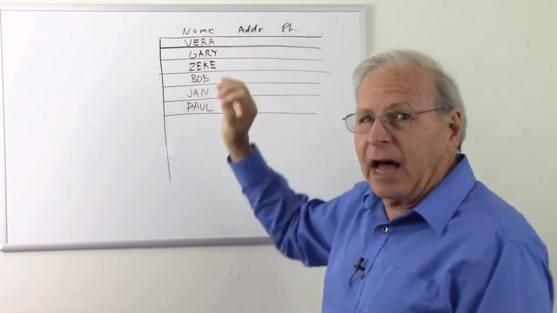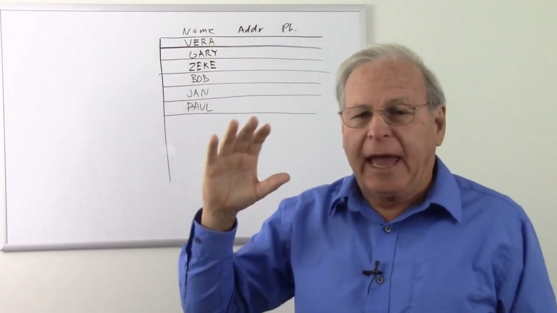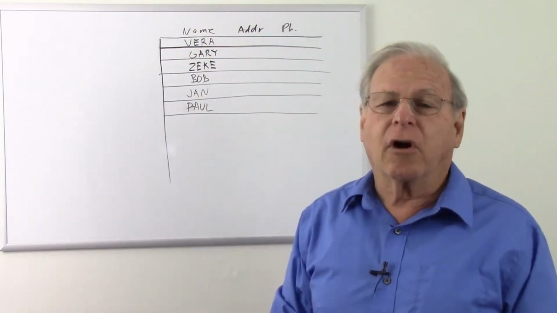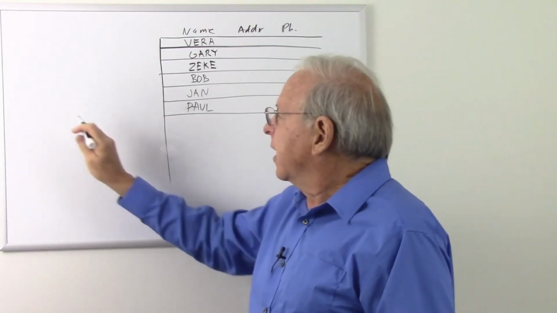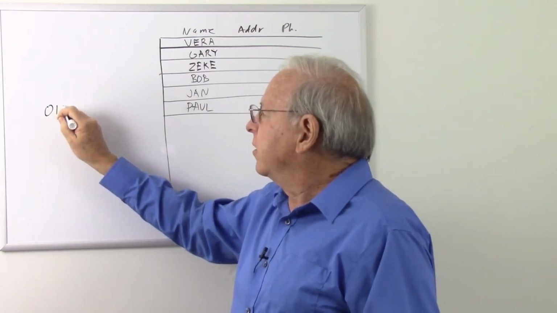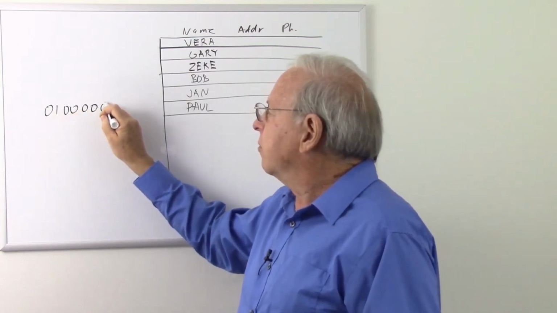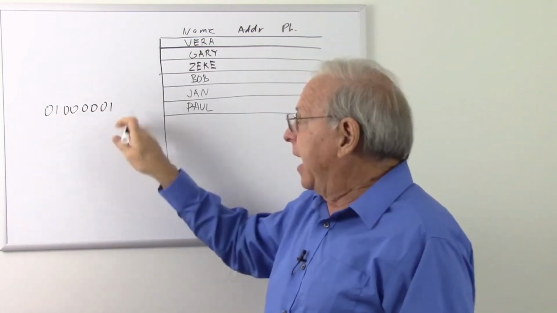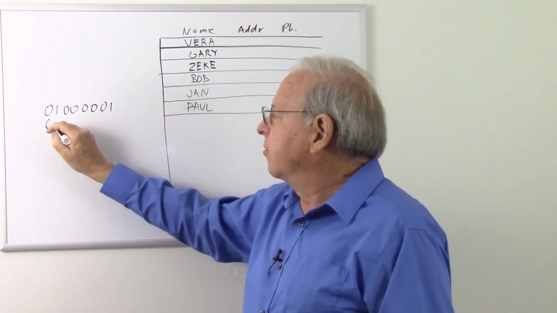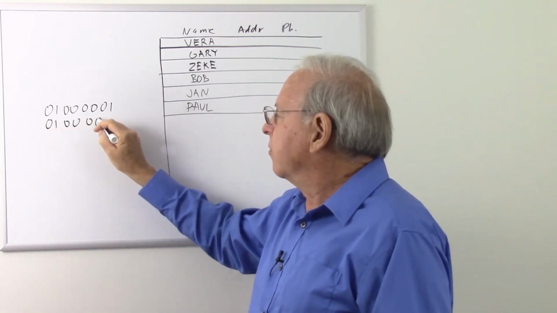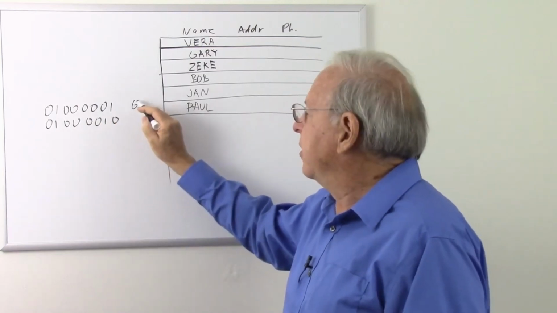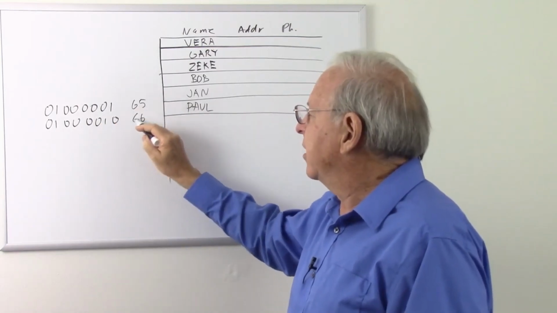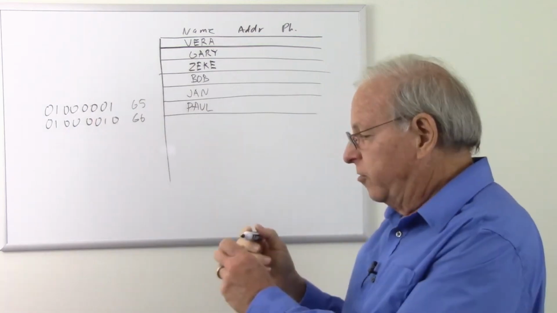So each letter of the alphabet is stored in memory as a number, and the numbers used are in the ASCII code. We've talked about that before. For example, the letter A is stored as 01000001. That's a capital A. Capital B is 01000010. Or in decimal, this would be 65, and this would be 66. That will become useful in a few moments.